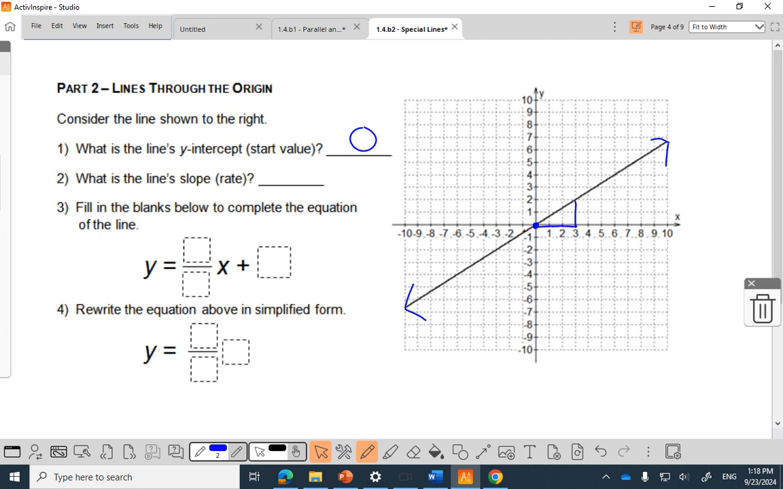What's the rise and the run here? What do you got? 2 over 3. So you're in great shape slope-wise. That part you don't have to go back to, right? Because you already got that. So this is 2/3 x plus 0.